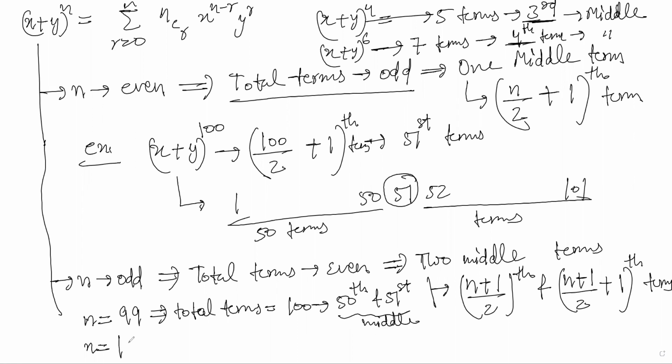Now you solve this for me. n is 121, so we know n is odd. How many total terms will it contain?